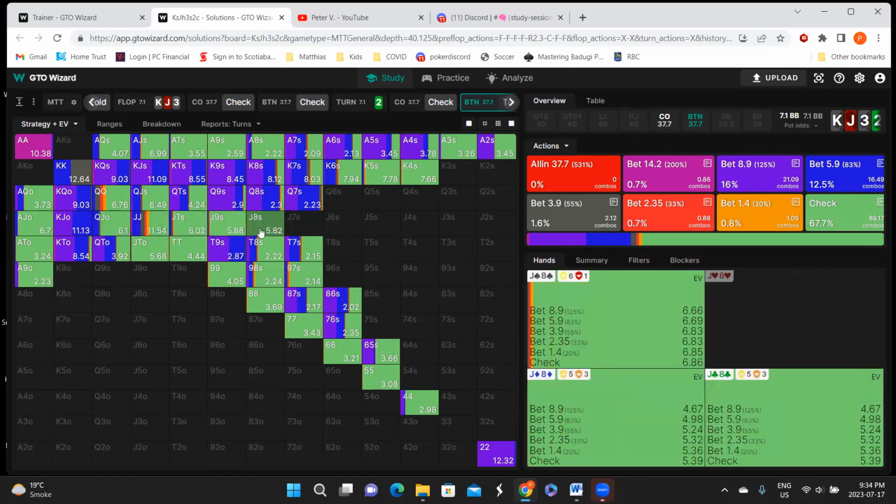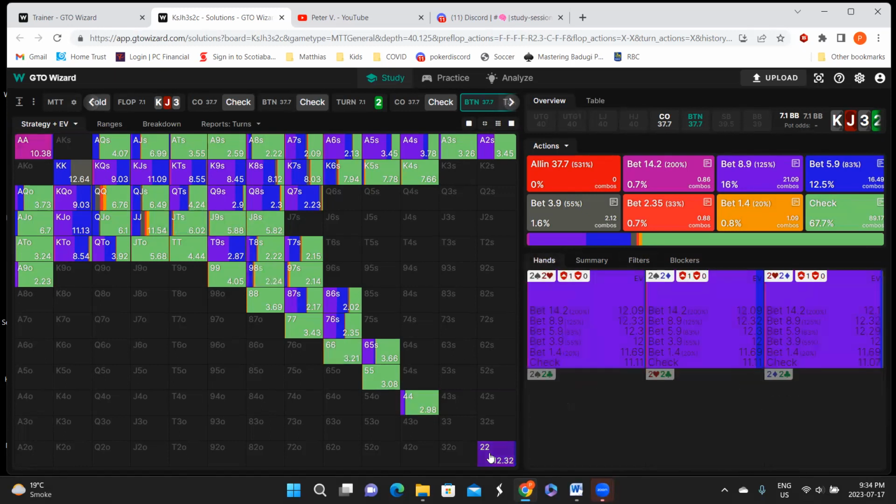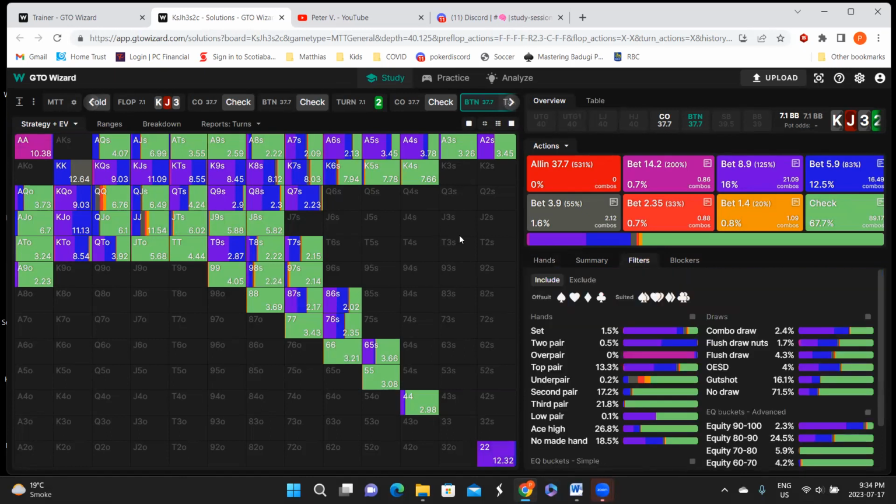Look at aces with the pure 200 bet. Just max greed. 2x pot. Balanced by pocket twos with the 2x pot. Well, loses a set. Oh, yeah. All right.